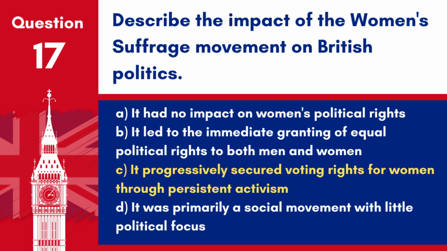Answer. C. It progressively secured voting rights for women through persistent activism. The women's suffrage movement was crucial in Britain, significantly impacting British politics by securing the right to vote for women, first granted to women over 30 in 1918 and expanded in 1928.